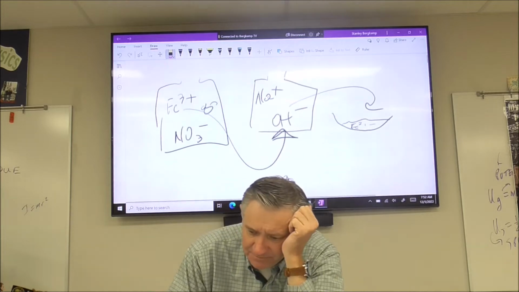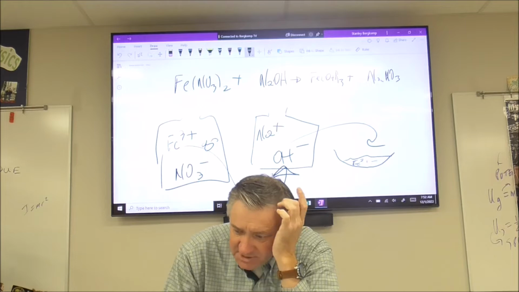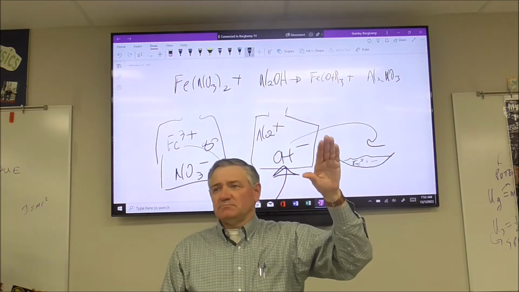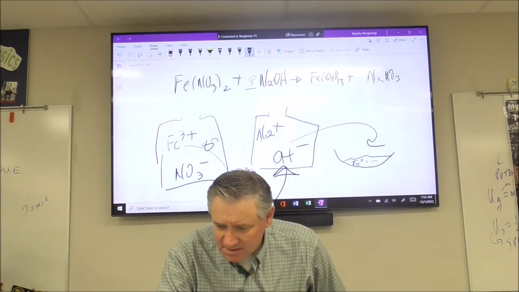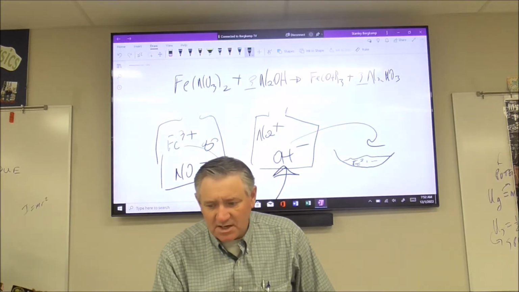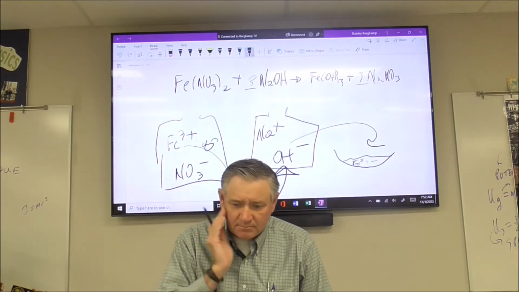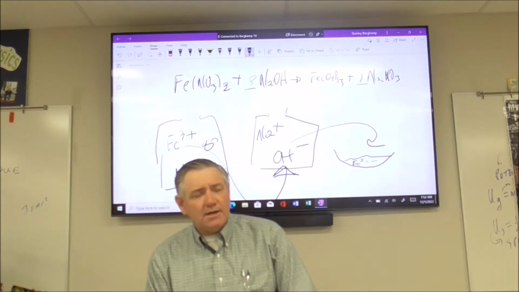So out of this, you're going to get your FeOH3 plus your sodium nitrate. Now, make sure that you balance this equation, okay? Simple. 3 hydroxides, 3 hydroxides, 3 sodiums, 3 sodiums, 3 nitrates, 3 nitrates. This is Fe(NO3)3, there's a 3, okay? And everything is balanced.